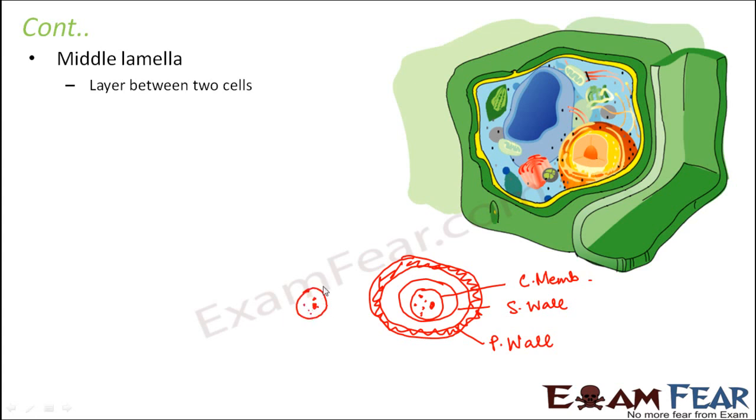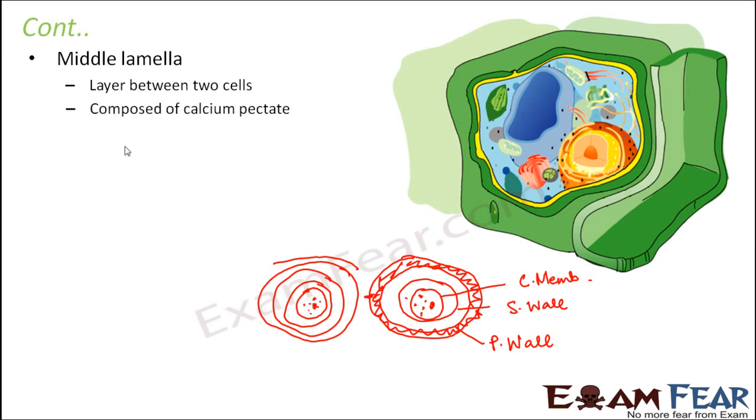Even that other cell will also have a plasma membrane, a secondary cell wall, a primary cell wall. So basically this middle lamella will separate these two cells. Here I did not draw it properly, so there is a gap, but otherwise this layer is going to separate, or it is a layer between the two cells. It is composed of calcium pectate. This is the composition. It binds adjacent cells together.